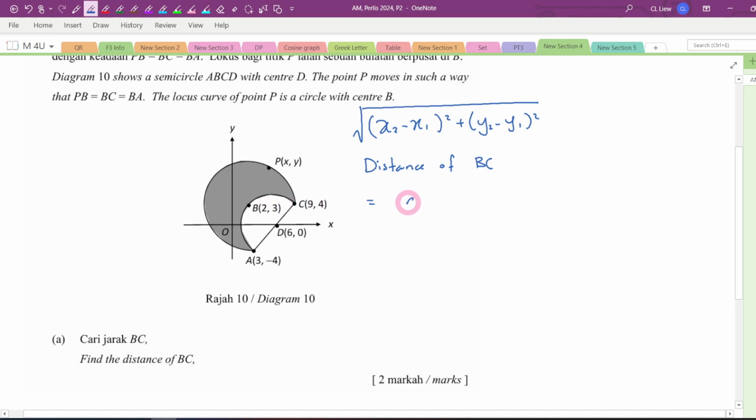9 minus 2 squared plus 4 minus 3 squared, and then square root the whole thing. So 9 minus 2 is equal to 7, 7 squared is 49. 4 minus 3 equal to 1, 1 squared you will still get 1. Okay, so the answer is square root of 50. The distance of BC is square root of 50 units.